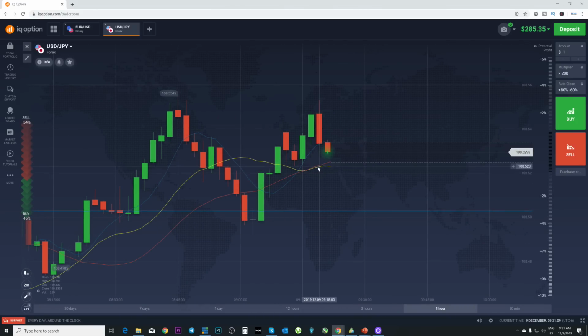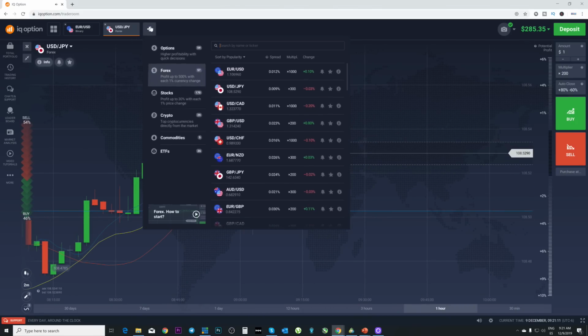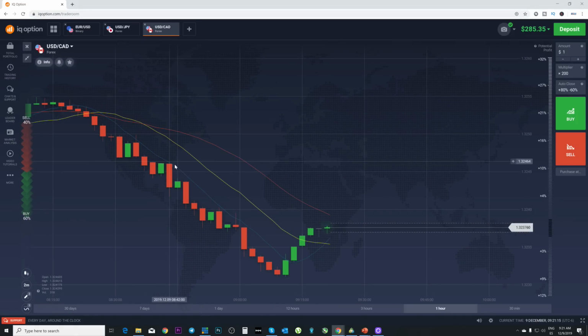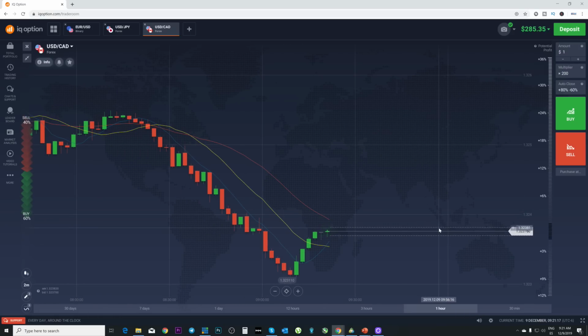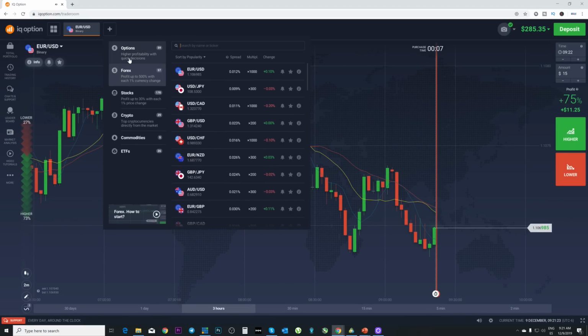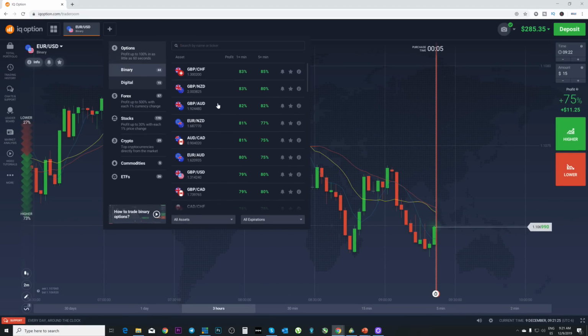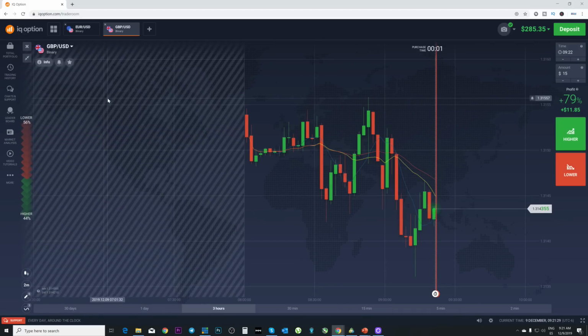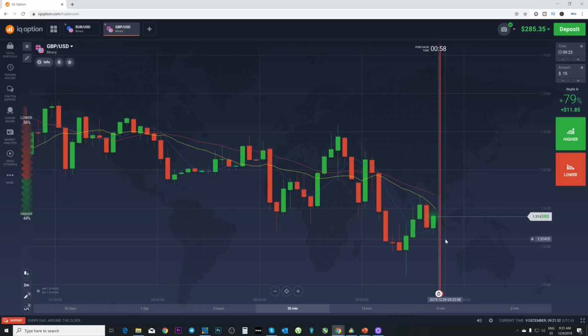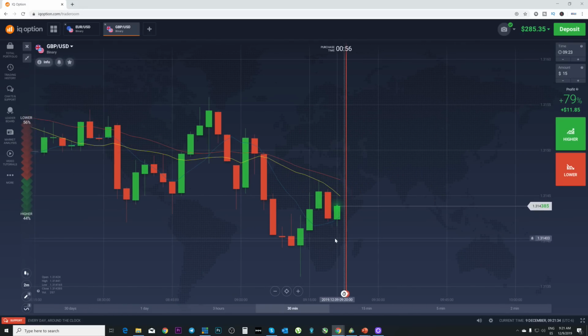Like right now looks crazy, you see, with the red line in here, because I want to teach you in the best possible way. Oh shoot, this one looks good. But this is Forex. Okay, never mind, I'm sorry. Options, binary. Okay, I was looking at the wrong thing. Okay, GBP USD. Yeah, this one is about to be a call.